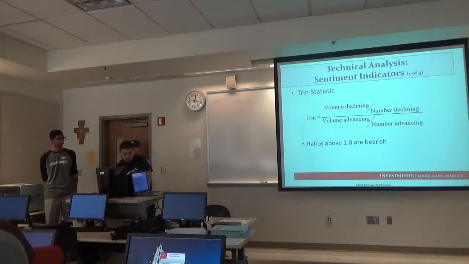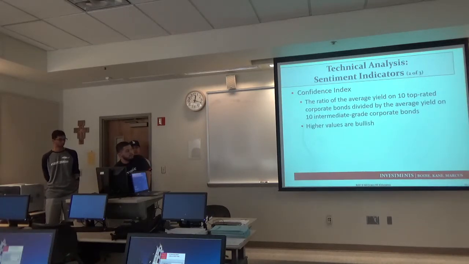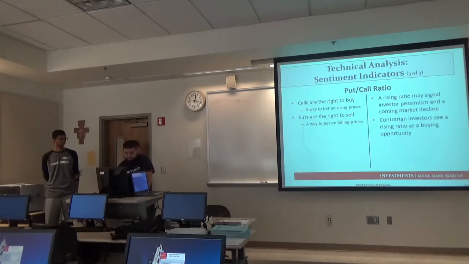So the trend statistic is shown right here, and the formula is trend equals volume declining divided by number declining, over volume advancing divided by number advancing, and then the ratio is about 1.0. For the confidence index, it's the ratio of the yield on the top 10 rated corporate bonds divided by the average yield from 10 intermediate grade corporate bonds, and the higher values are bullish.